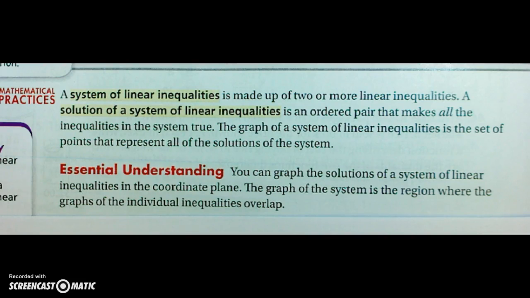A system of linear inequalities is made up of two or more linear inequalities. A solution of a system of linear inequalities is an ordered pair that makes all the inequalities in the system true. The graph of the system of linear inequalities is the set of points that represents all the solutions of the system. Essential understanding: you can graph the solutions of the system of linear inequalities in the coordinate plane. The graph of the system is the region where the graphs of the individual inequalities overlap.